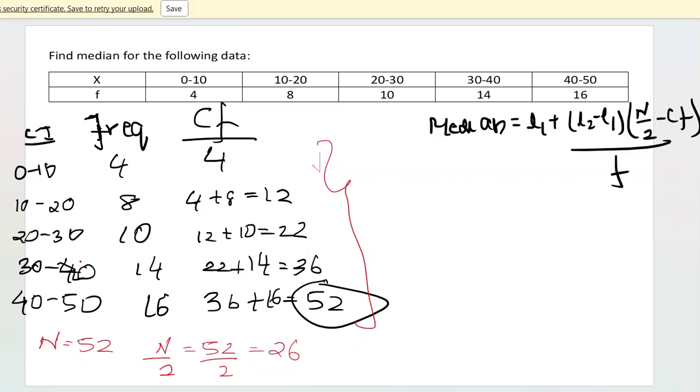Therefore, we take the lower interval, 30 to 40. We don't take the one that is 22. Since 22 is here, 26 will be somewhere here. Therefore, we'll take the lower interval.